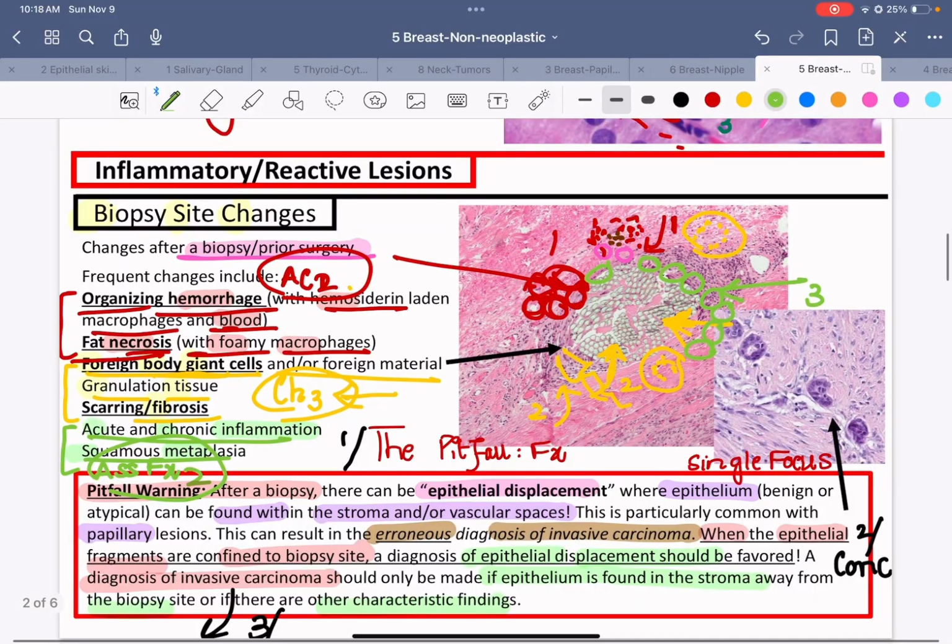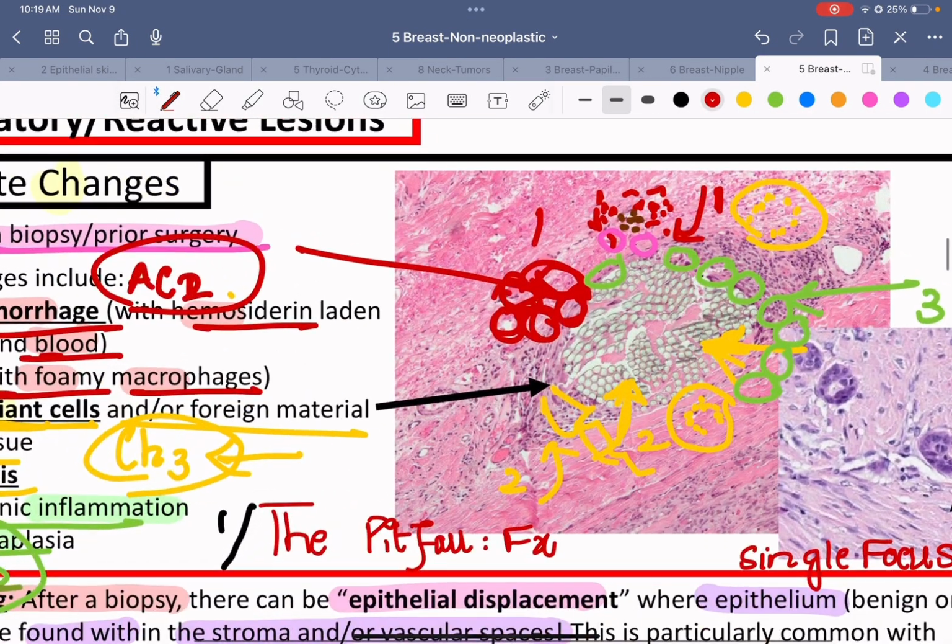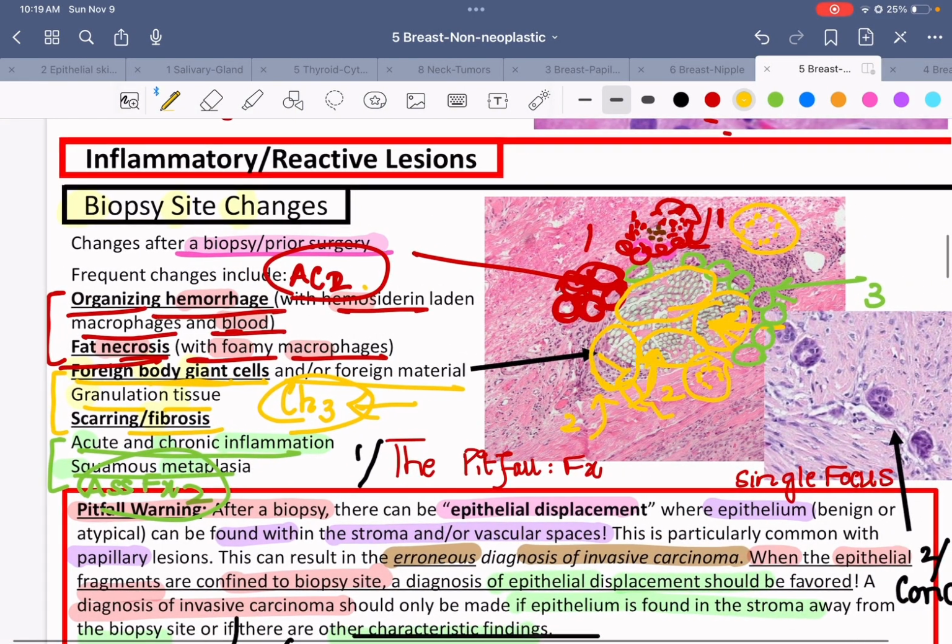Okay, so we are done with our 3 groups of findings in biopsy site changes. The first one were acute. We will find hemorrhage along with hemosiderin-laden macrophages. We can find fat that is becoming necrosed along with foamy lipid-laden macrophages. Then we can find this foreign material with foreign body granulomas along with granulation tissue and fibrosis, which is going to indicate that the body is trying to heal itself. And then we can also find in the surrounding tissue acute and chronic inflammation along with the normal cuboidal epithelium becoming squamous metaplastic due to the trauma. It's trying to heal itself and developing squamous metaplasia.